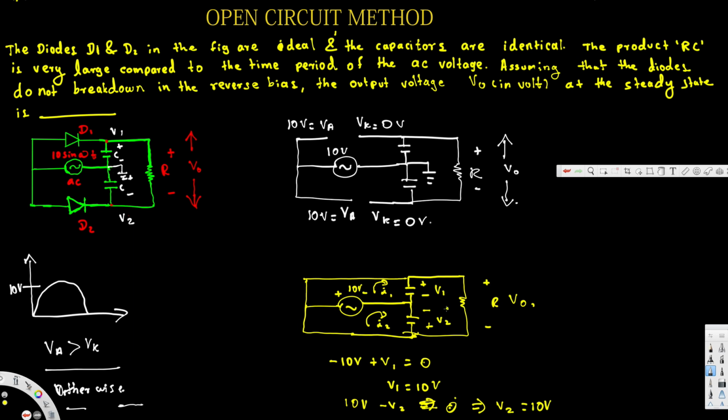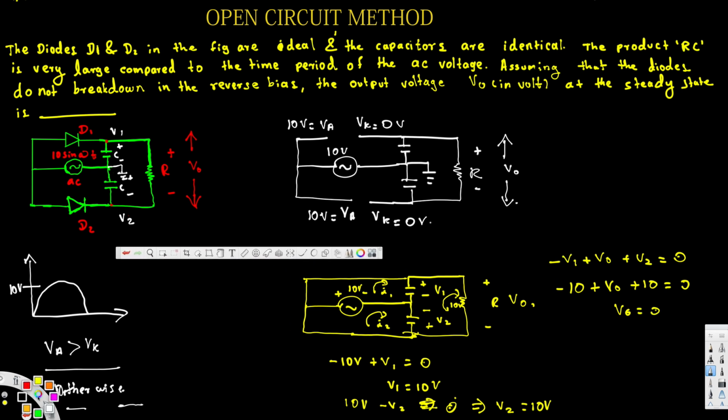Therefore, if we apply KVL for this loop, this is going to be minus V1, and this is going in this direction, so plus VO, and then again plus V2 is equal to 0. V1 is equal to 10, so minus 10 plus VO plus 10 is equal to 0. Minus 10 plus 10 is equal to 0. Therefore, VO is equal to 0. So the equivalent circuit is going to look like this.